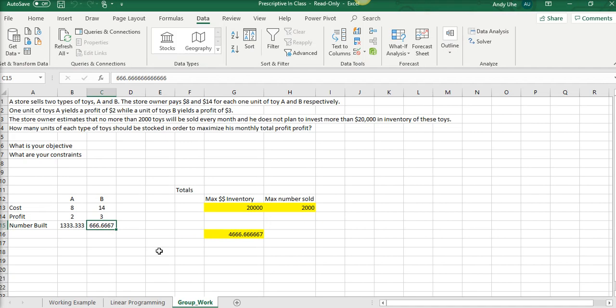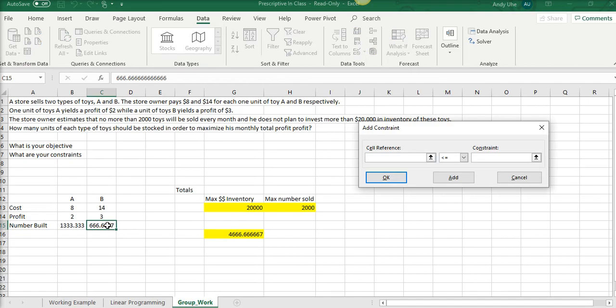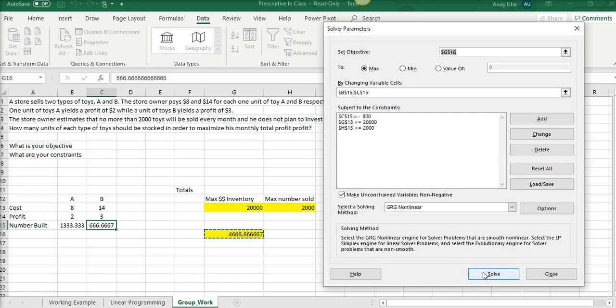Now, to show you the power of this, let's say we want to have a different situation, and we want to make at least 800 of toy B. So let's go to the solver and add a constraint. Let's say that this must be greater than or equal to 800. Hit OK. And hit solve.